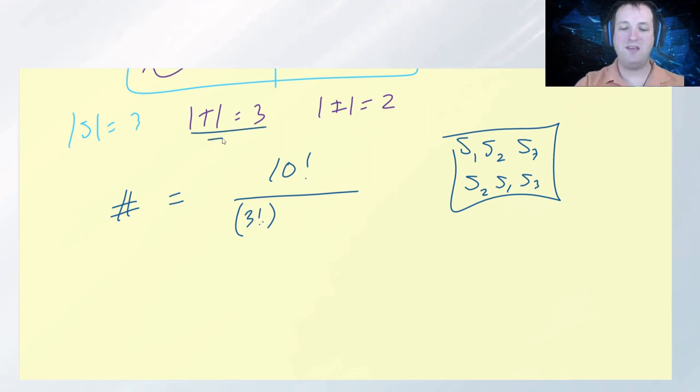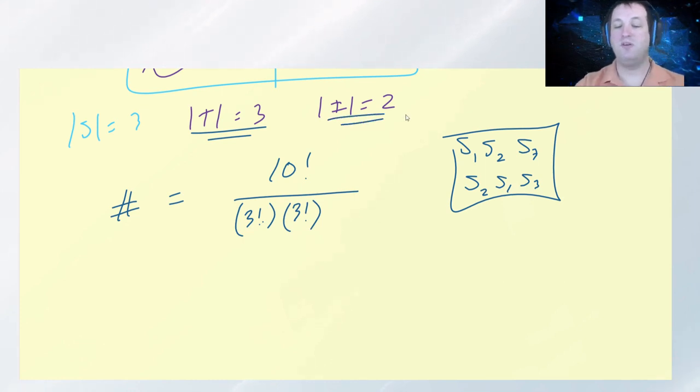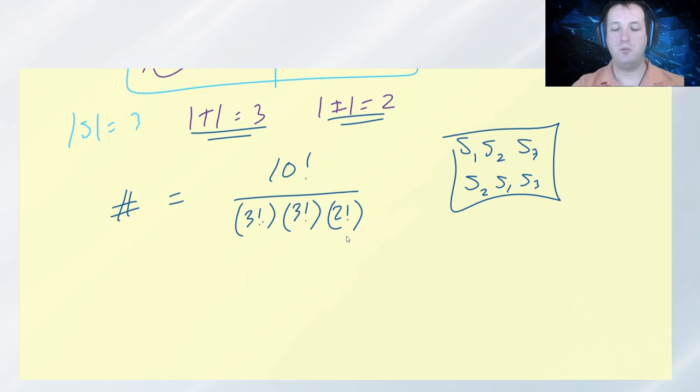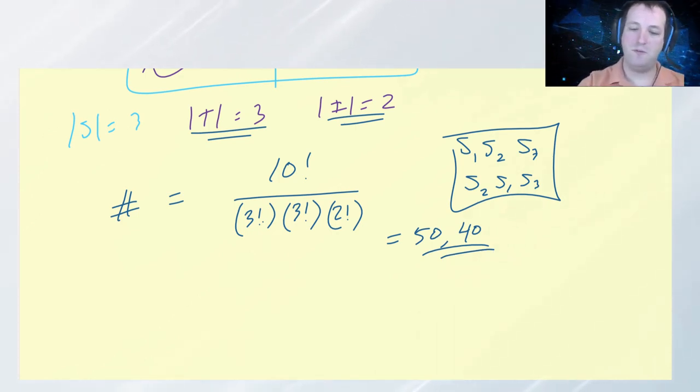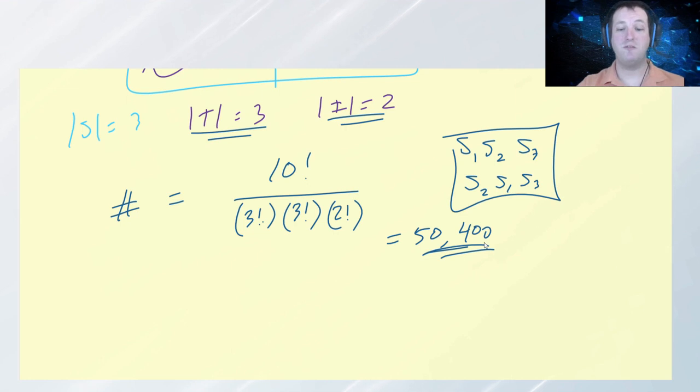And what about the T's? How many different rearrangements of the T's will there be? That's also going to be 3 factorial. And the number of rearrangements of the I's is 2 factorial, and we divide because we want to cancel them out from the original amount. You can work out this calculation to be equal to 50,400. So quite a few different permutations of those letters.